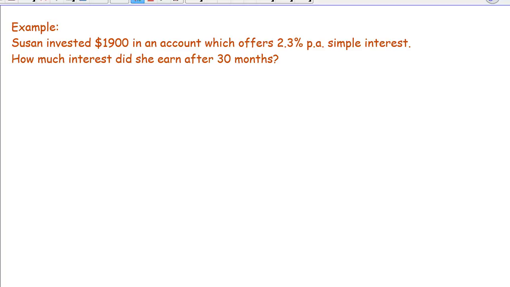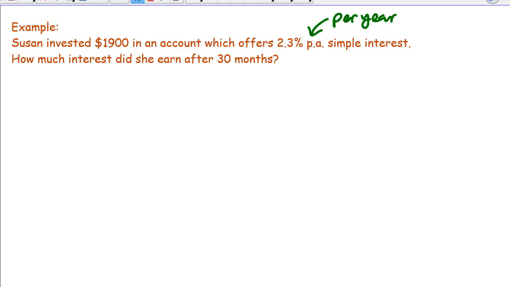Here's another example. Susan invested 1,900 in an account which offers 2.3% simple interest. So 2.3% per annum. Per annum means per year. So this interest here, 2.3%, is what Susan will be paid by the bank after every year. Remember, she has invested that amount of money, so she'll be paid 2.3% per year, simple interest. So how much interest did she earn after 30 months?